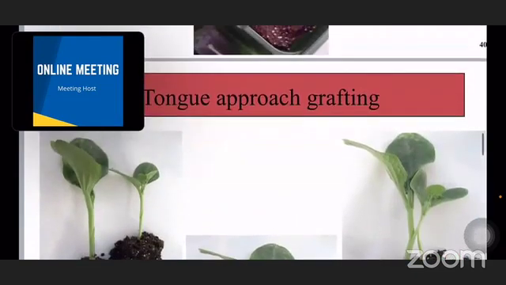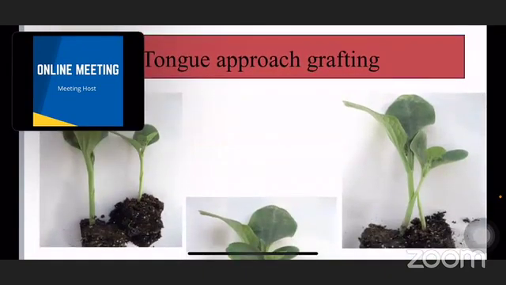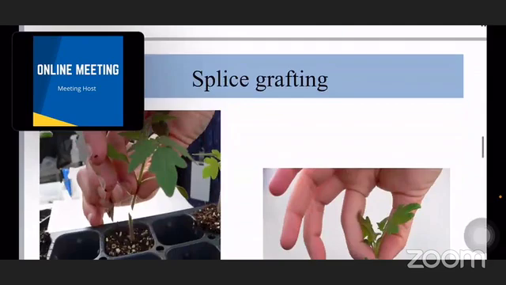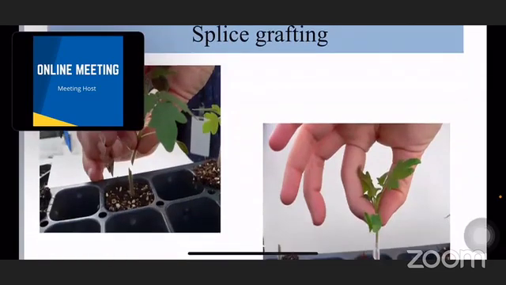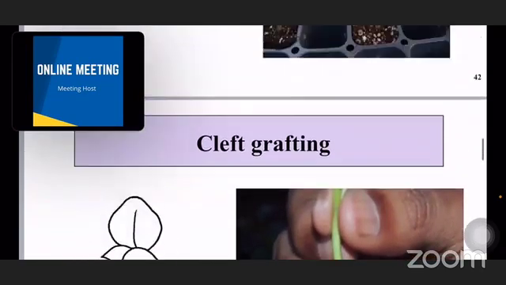Then this is tongue approach grafting. Here the side cut has to be given and the scion part inserted, and it is supported with the grafting clip. Then this is splice grafting, followed in tomato. Here we can see the rootstock has to be cut in the side portion, and in the same position the tomato scion has to be cut and inserted.